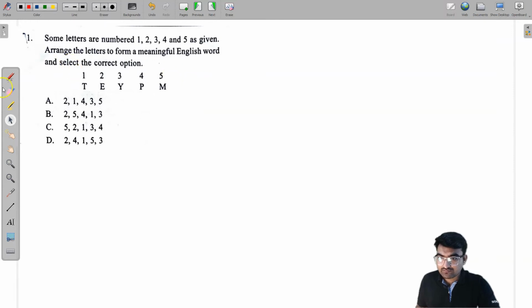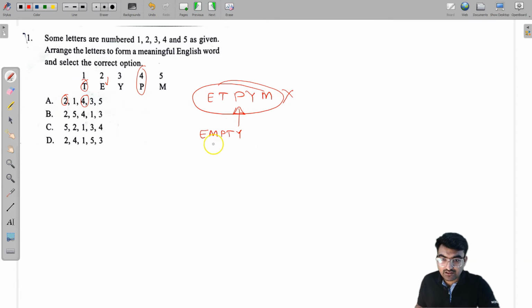First one is E, right? So if you go 2, it's E, then 1 is T, ET, then 4 is P, 3 is what, Y, and 5 M. Okay, no, this is wrong. But from this I just got an idea that the word may be EMPTY, right? Empty, correct. So this is a meaningful word, right? So now 2, M is for 5, so just look where 2 and 5 are there. Okay, 2 and 5, so it's the second option, right? That's how you can save your time.